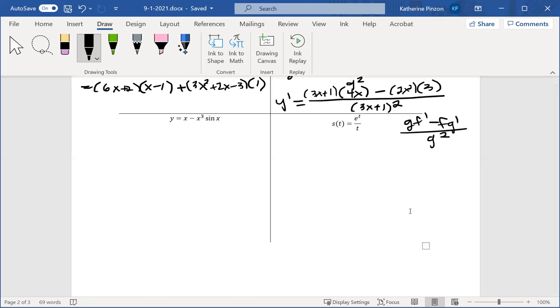What's the derivative of e to the t? E to the t. Yeah, the derivative of e to the t is e to the t.